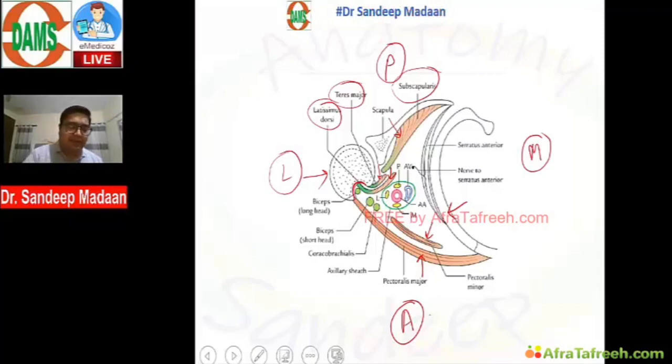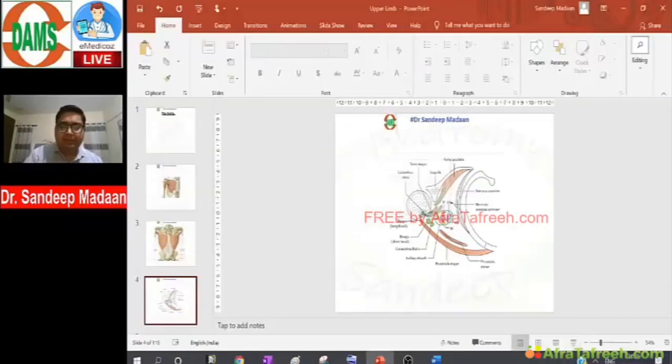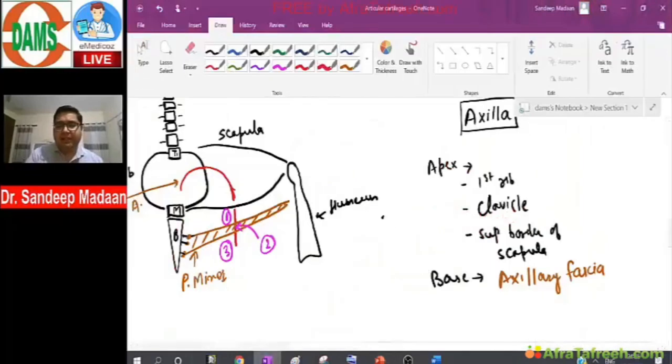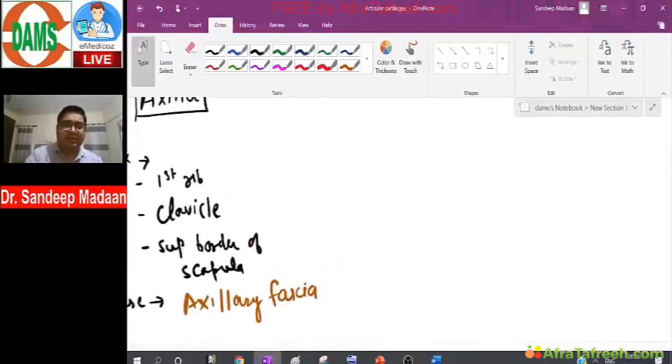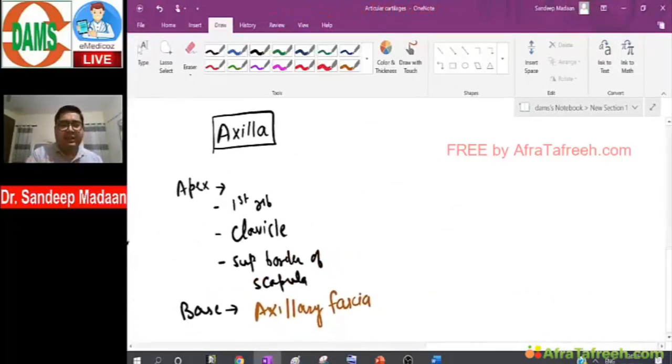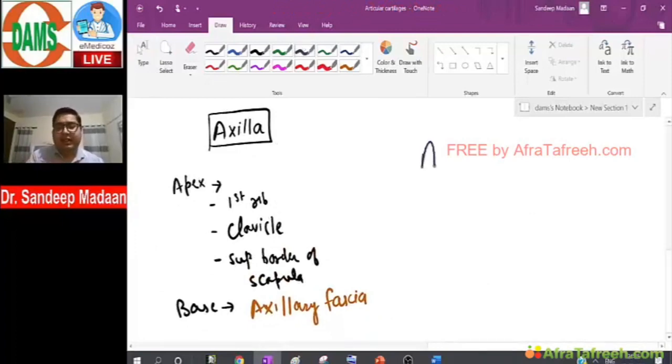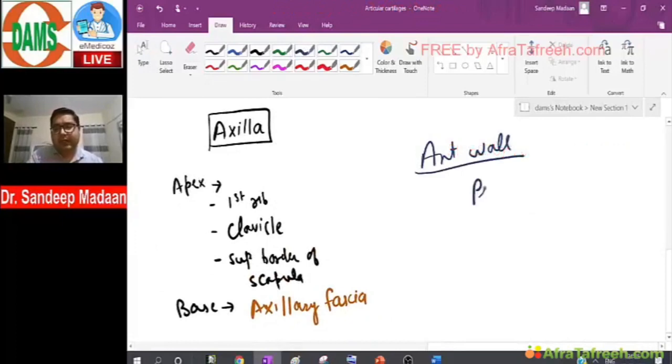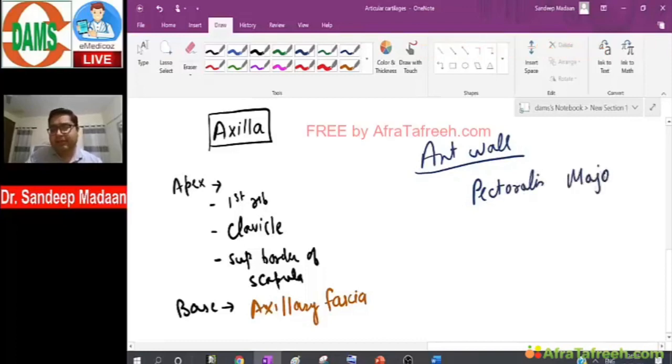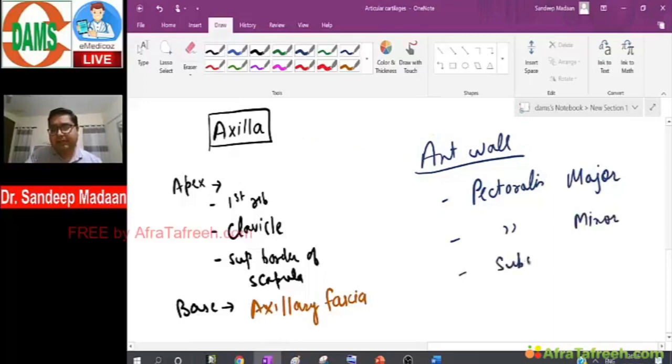Let us write down the notes, what are the other boundaries here. We have drawn the diagram. We have learned about the axilla. We have also learned about the axillary artery division. Let us write down the anterior wall. Anterior wall is made by pectoralis major muscle, pectoralis minor muscle, and subclavius muscle.